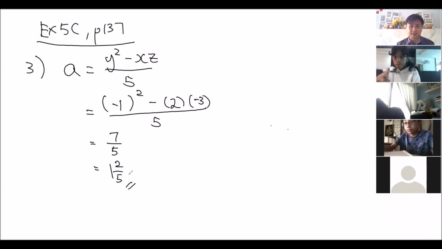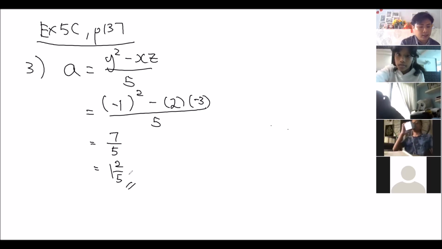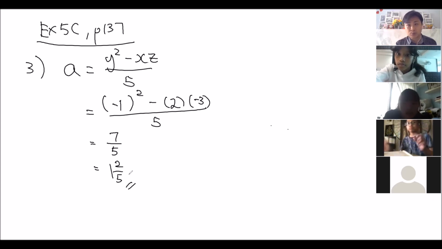So the steps are: first, you copy down the formula. After that, you put in all the numbers based on the question. Then you just rearrange and solve accordingly. Right? Okay, I will go through one more example, and then that will be the end of today's lesson. After that I'll give you some homework. You'll try it in Google Classroom, and we need to upload it in Google Classroom. Okay.